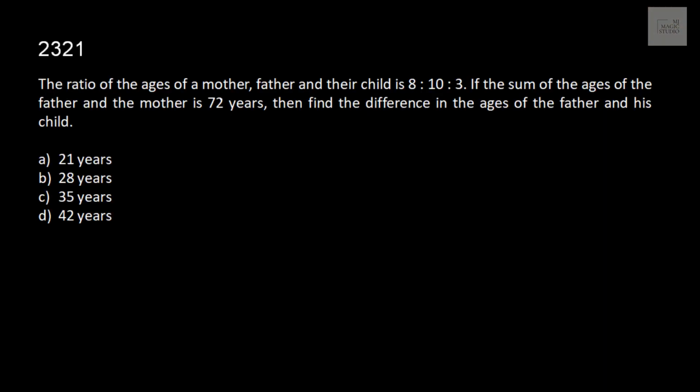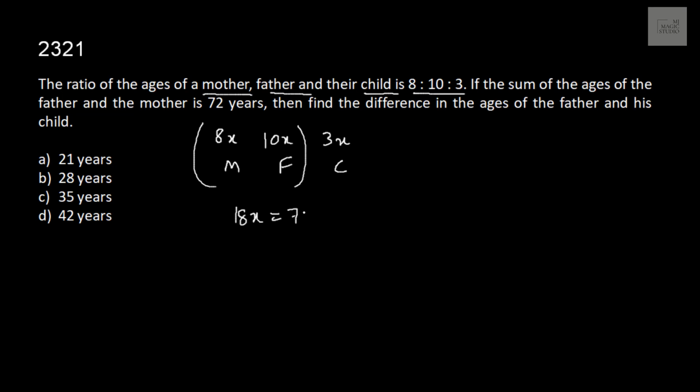The ratio of the ages of mother, father and the child is 8 is to 10 is to 3. That is 8x, 10x and 3x: mother, father, child. Sum of ages of father and mother, that means 8 plus 10, 18x, is 72 years. Value of x is 72 by 18, that is 4. So child age is 12, father age is 40 and mother's age is 32.